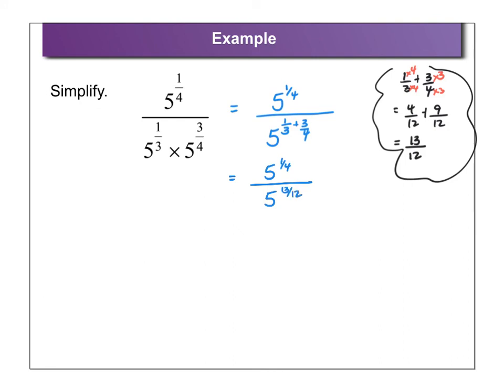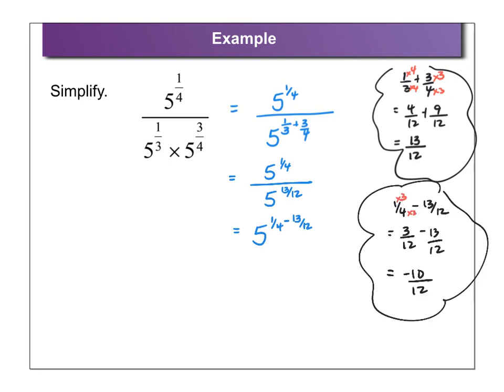So I could rewrite this as 5 to the 1 over 4 over 5 to the 13 over 12. Now I have a situation where I am dividing two powers with the same base. Whenever we're doing that, we can subtract the exponents. So I'll have 5 to the 1/4 minus 13 over 12. And now let's do that subtraction as well. That means that this could be written as 5 to the negative 10 over 12.